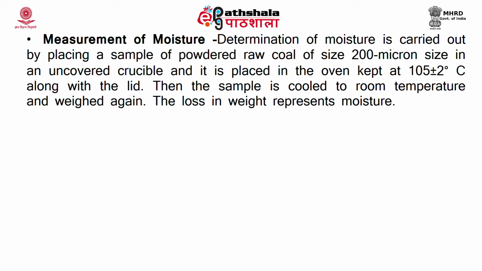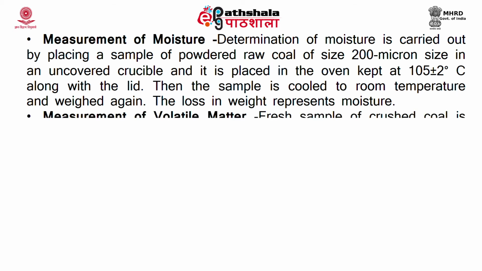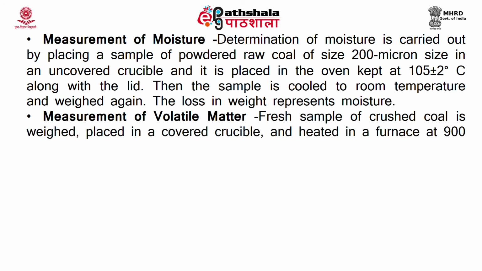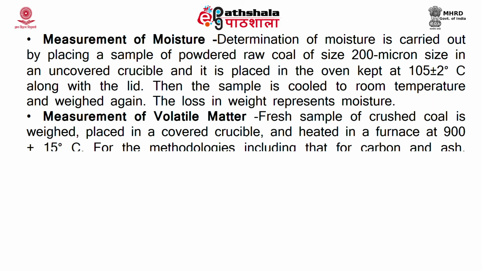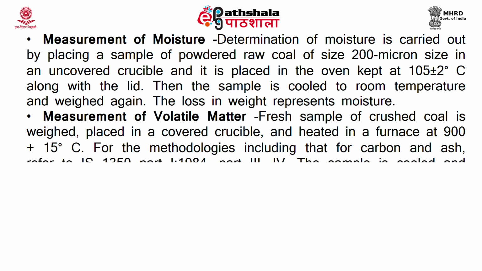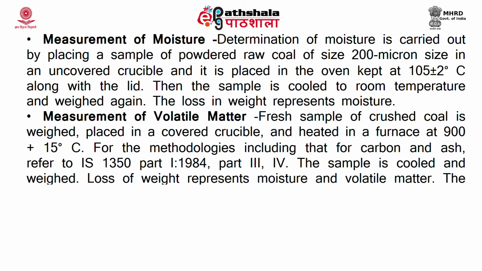And how to measure the volatile matter? The volatile matter present in the sample is measured by taking a fresh sample in a covered crucible and heating it under a temperature of 900 plus or minus 15 degrees Celsius in a furnace. The sample is taken back and cooled and weighed, and the loss of weight represents the volatile matter.